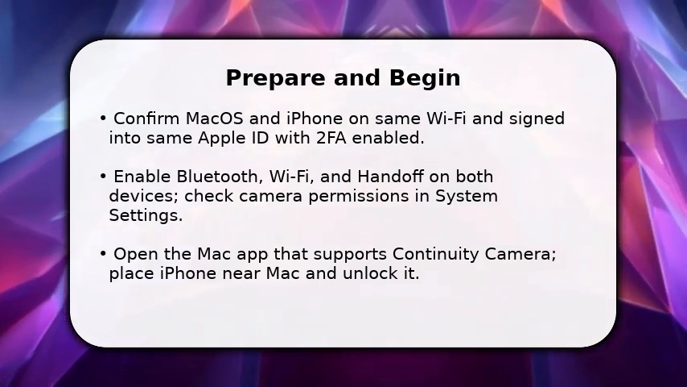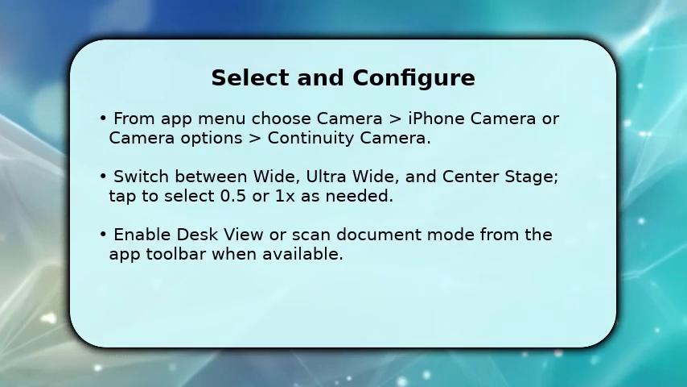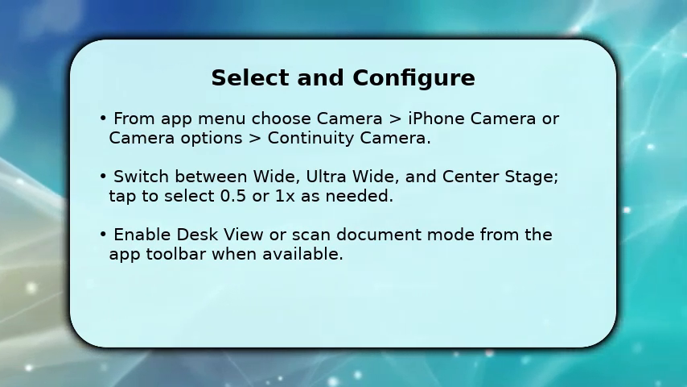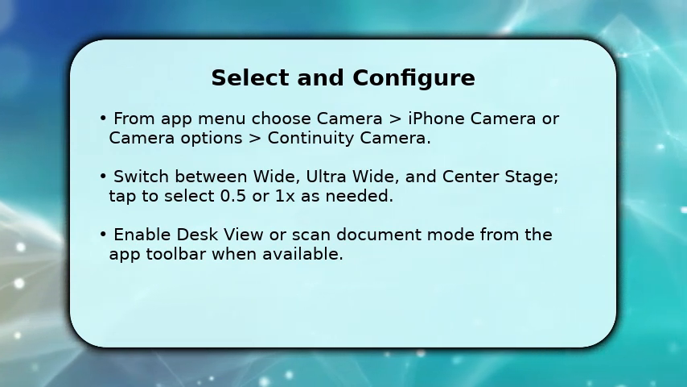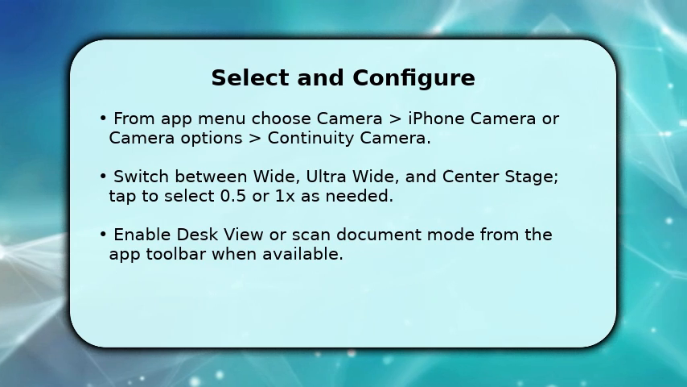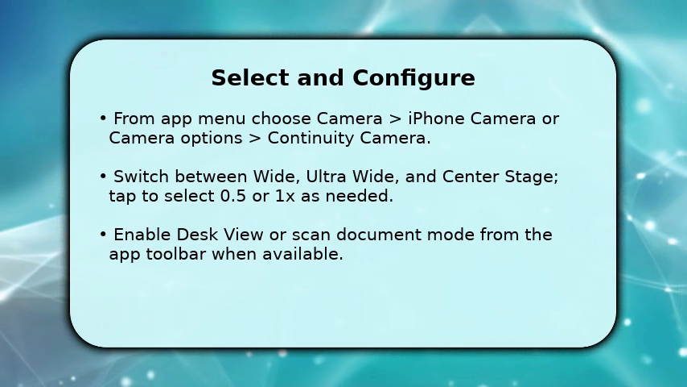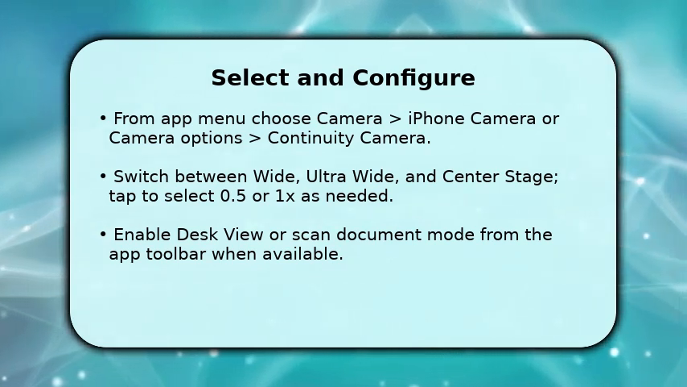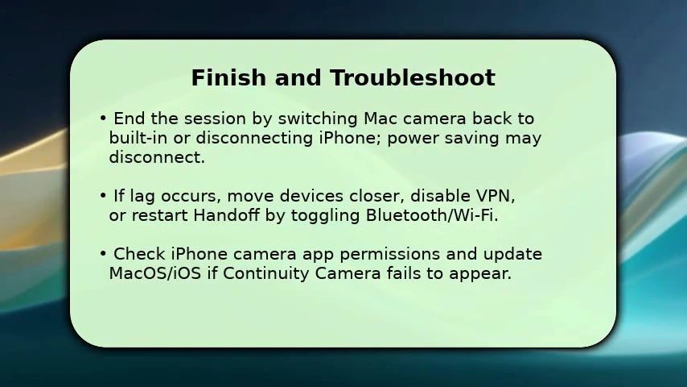Now you select the iPhone as the video source and configure settings. In the Mac app, choose the camera input labeled iPhone or Continuity Camera. This routes live video from the phone. Then pick lens options: 0.5 for wide shots, 1x for standard, or enable Center Stage to track you automatically. If the app supports Desk View or document scanning, activate those tools to change perspective quickly. Make adjustments to finish, then switch your Mac camera back to the built-in option, or simply lock the iPhone to disconnect.